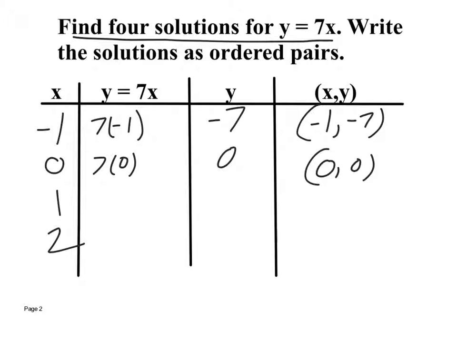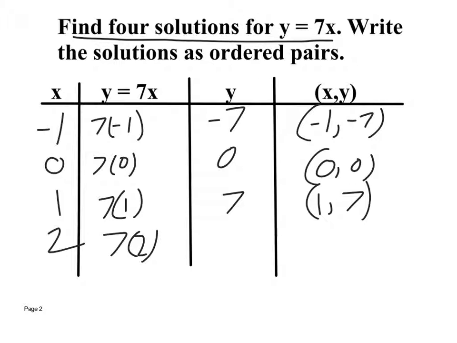Then I go through 1. I put 7 times 1, which is 7. So my ordered pair is 1, 7. Hey, you have to show your work. You have to show it just like this. And then you do the next x, which in this case is 2. 7 times 2 is 14, so at 2 on the x, it's at 14 on the y. And here are my 4 ordered pairs.